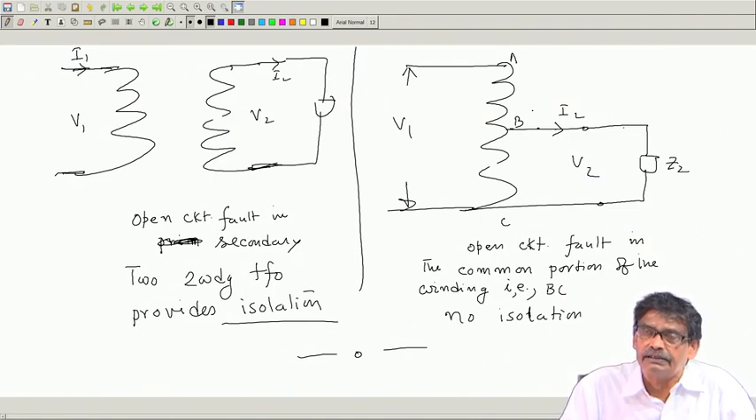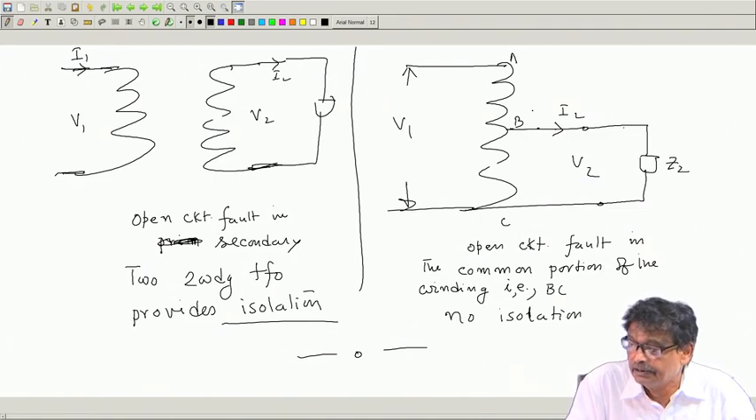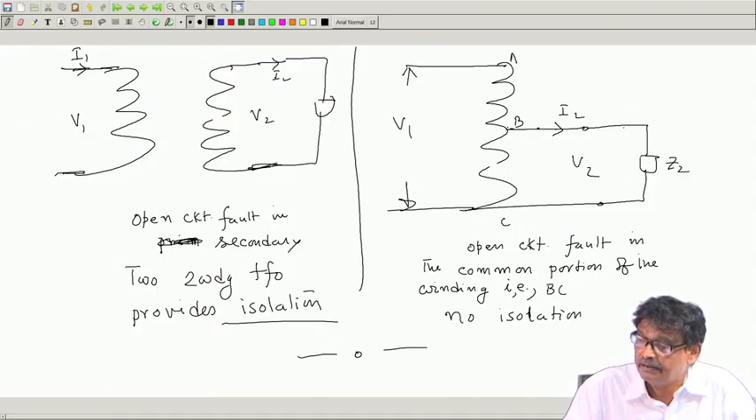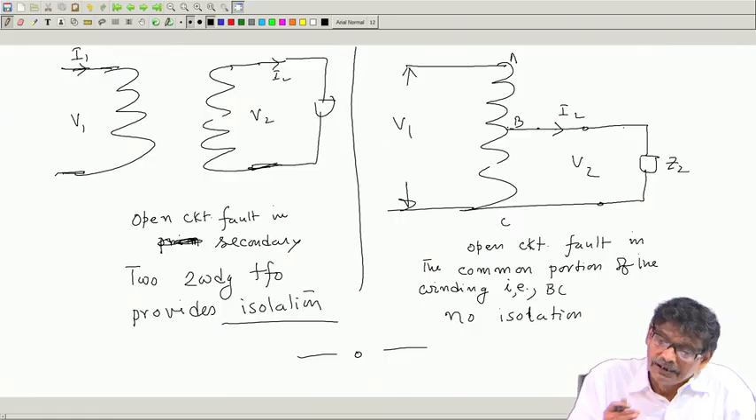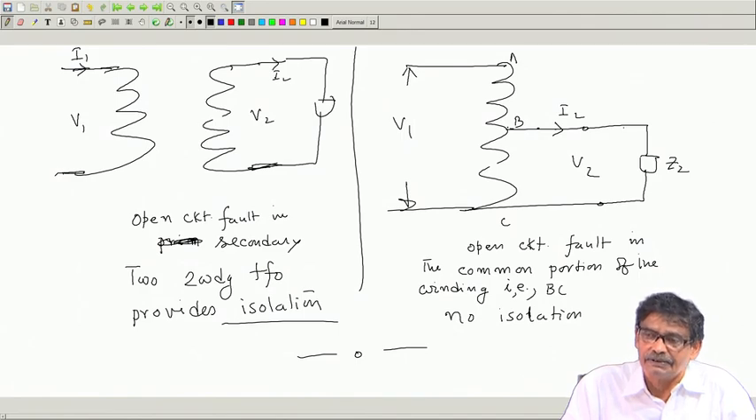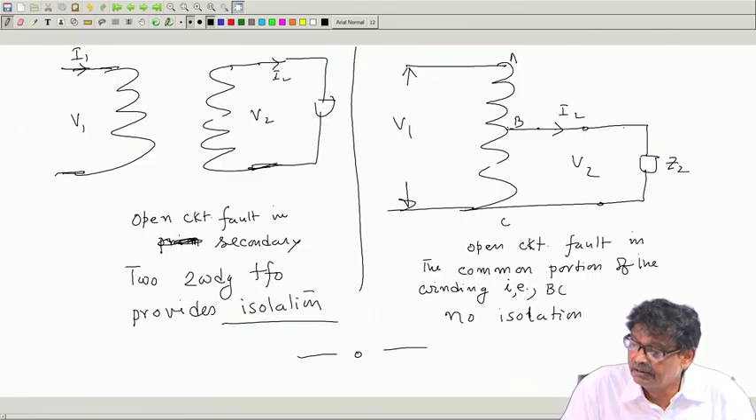Therefore, on the load side there may be a sudden rise of voltage if such a fault, that is an open circuit in the secondary, that is in the BC part of the winding, takes place, and auto transformer does not provide isolation. Therefore, where isolation is a must, two winding transformer should be preferred. I mean, auto transformer should not be used, the loads may be critical. That is why two winding transformer is also there, because it provides that isolation. That is what I told in my last class.